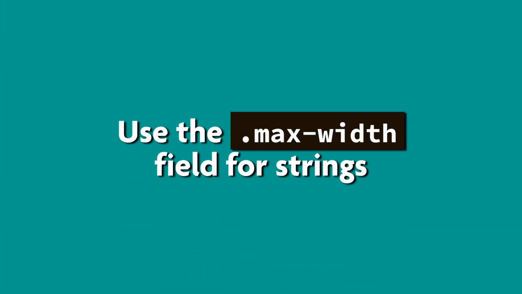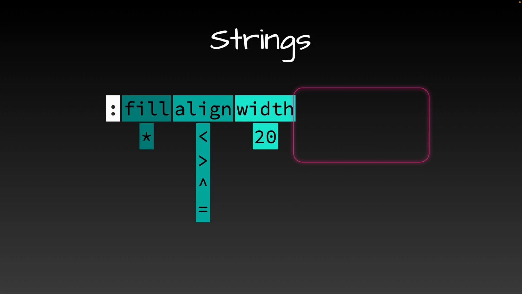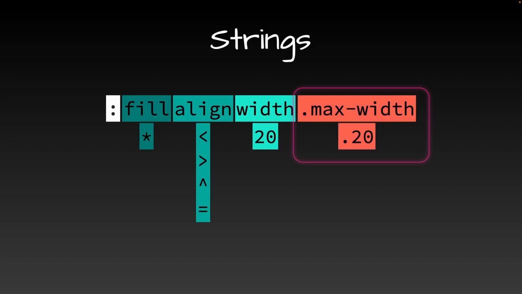Use the max width field for strings. The maximum width option is quite hidden in the documentation, and it comes almost as an afterthought in the text. The field is actually called precision in the documentation and is commonly used for floating point numbers.